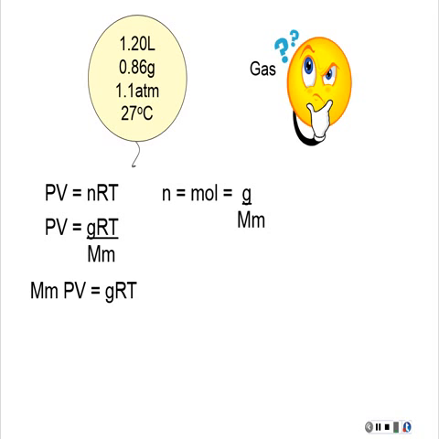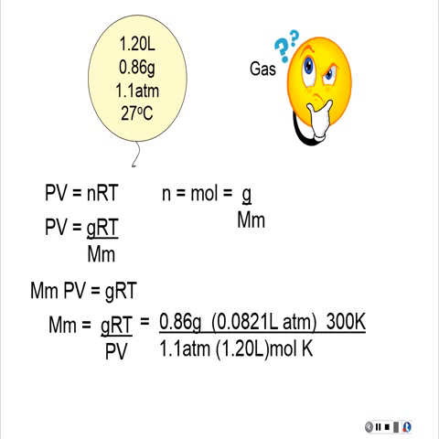So it appears up on the left. It will have disappeared from the bottom on the right. And then I'm going to have to divide by PV to get molar mass by itself. This is what I have then. Now I can just plug in my data and let's see what we get.